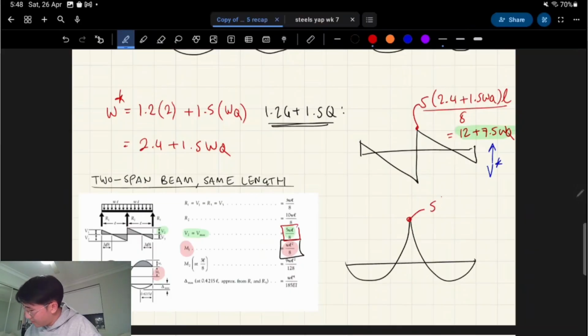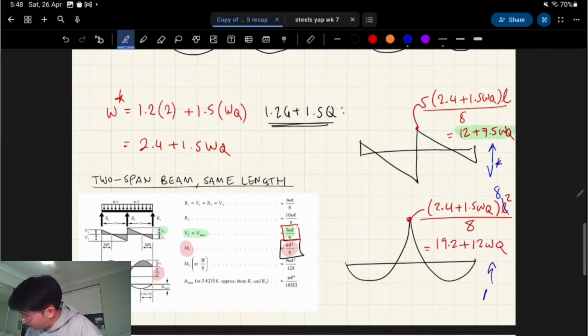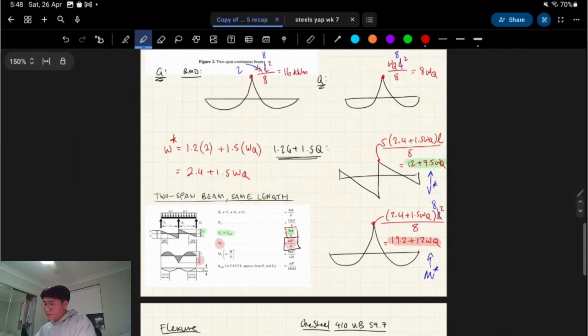Similar idea here. Sorry. We plug in this, which is W star, and we get 8 times everything in that bracket. This is our value for M star, which we will use later. Let's do it in red. Cool. Hopefully that makes sense.